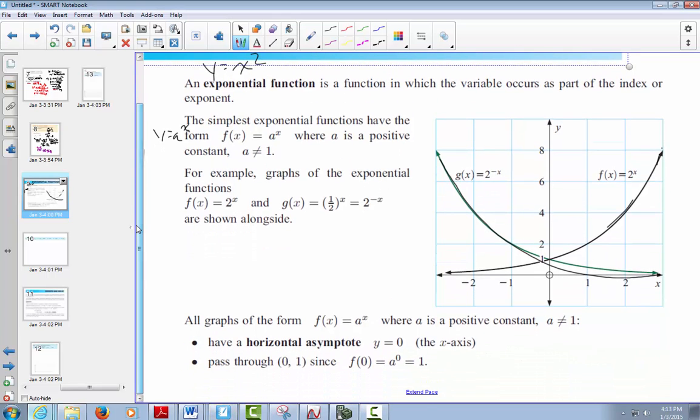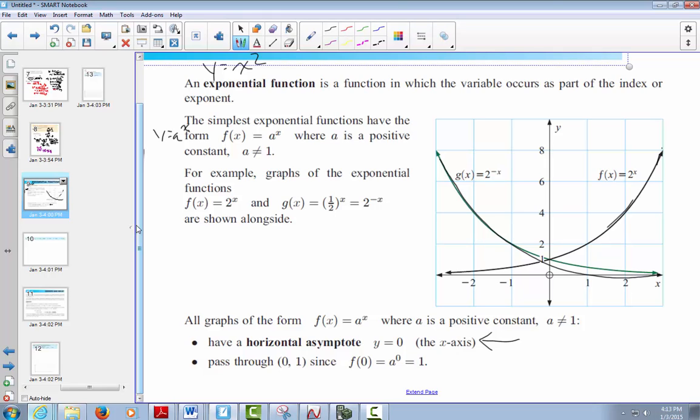But next thing, all graphs of the form f of x equals a to the x, where a is a positive constant and a does not equal 1, have this very simple thing called a horizontal asymptote. That means that you have the equation y equals 0. And what happens is all the curves will approach the x-axis but never ever touch it. They get smaller and smaller and smaller.